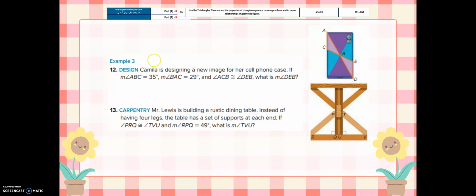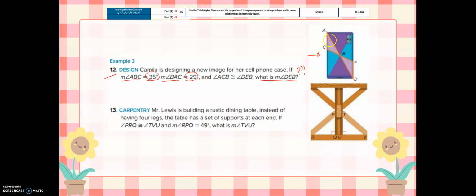Okay, so let's continue with example number 3, and we'll take question number 12. So it says here, Camila is designing a new image for her cell phone case. So this is how it looks like. If the measure of angle ABC is 35 degrees, the measure of angle BAC is 29 degrees, and the measure of angle ACB is congruent to angle DEB, what is the measure of angle DEB? So this is what we're trying to look for.